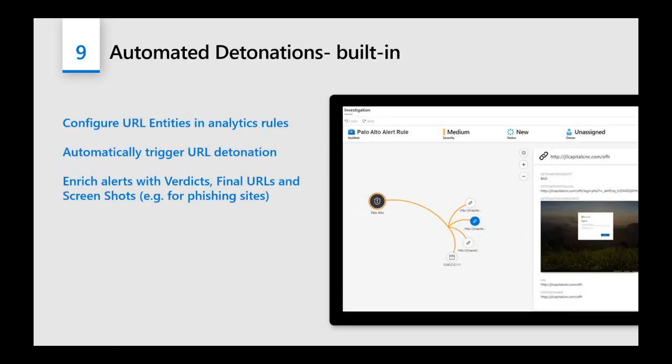And with automated detonations, this allows, at the machine level, for an analyst to view the machine, view the IP, view incoming traffic, but also see specific links such as phishing attacks, and see screenshots and the final URLs that the links actually lead to. So this allows for a much more tightly integrated aspect of managing machines, whether they're physical or virtual.